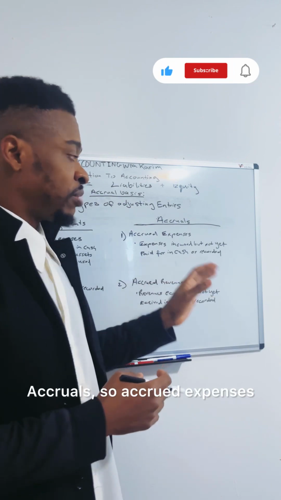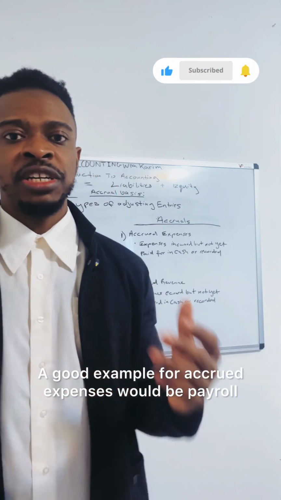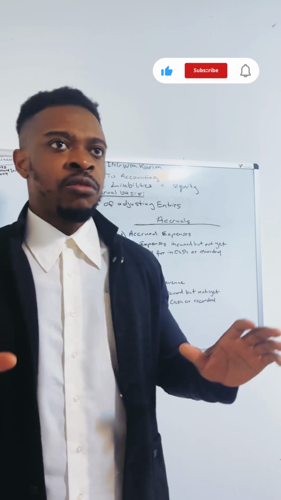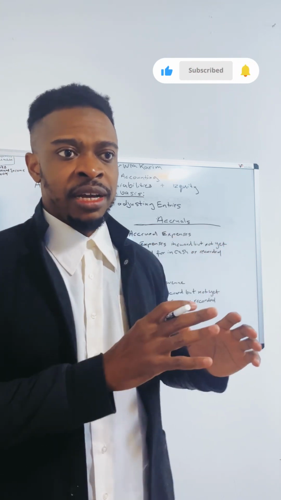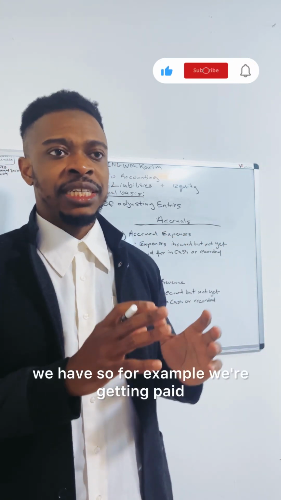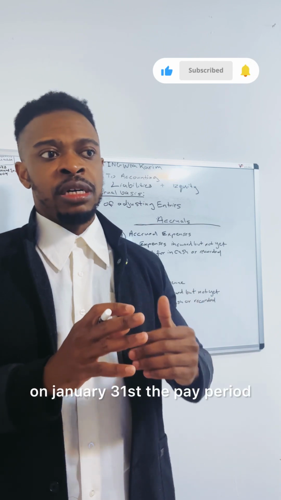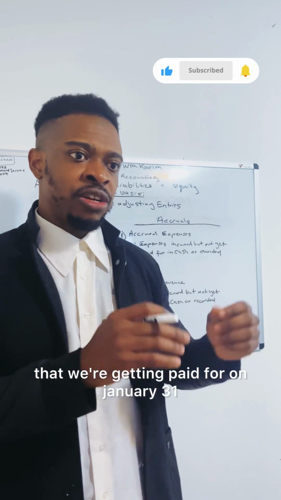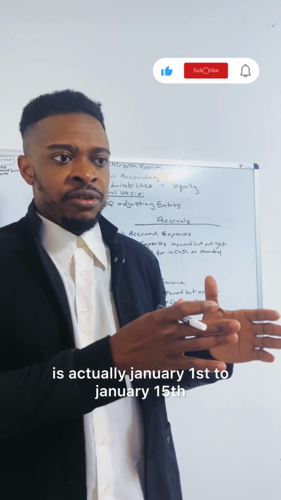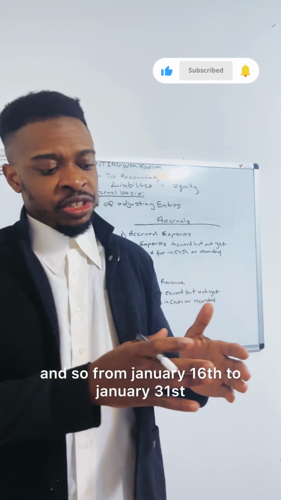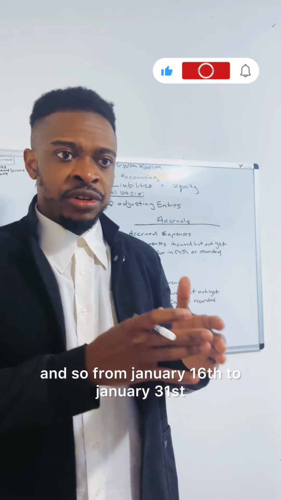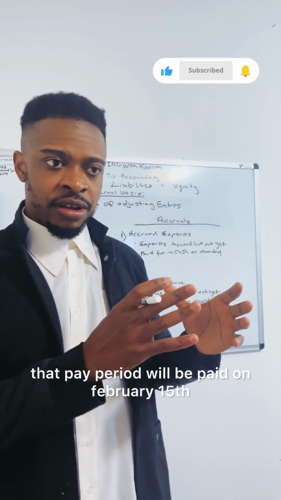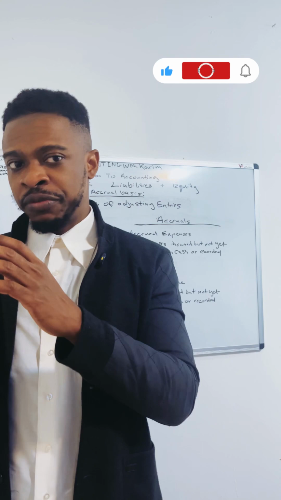Accruals, so accrued expenses. A good example for accrued expenses would be payrolls. You know, payroll is always 2 weeks behind. So for example, we're getting paid on January 31st. The pay period that we're getting paid for on January 31st is actually January 1st to January 15th. And so from January 16th to January 31st, that pay period will be paid on February 15th.